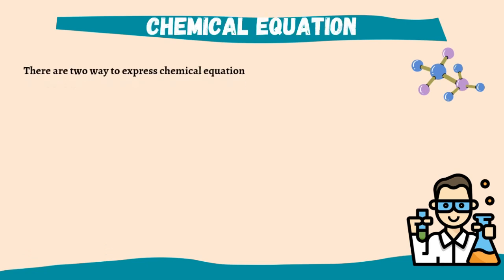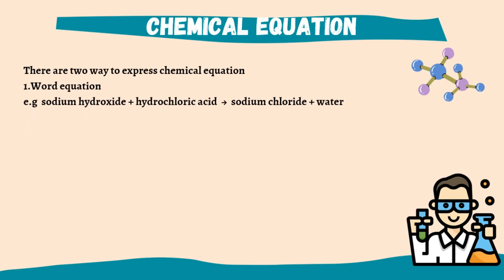We have two ways to express the chemical equation. The first one is the word equation. For example, sodium hydroxide plus hydrochloric acid can produce sodium chloride plus water. We write all of the chemical reaction with words, which is called a word equation.